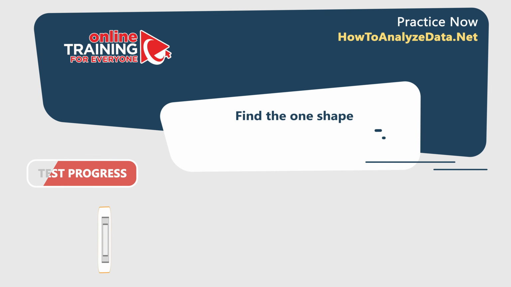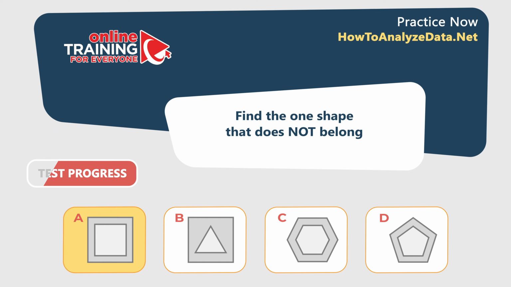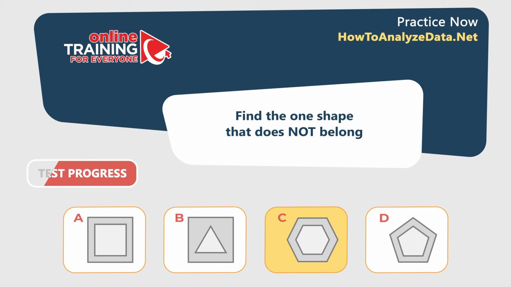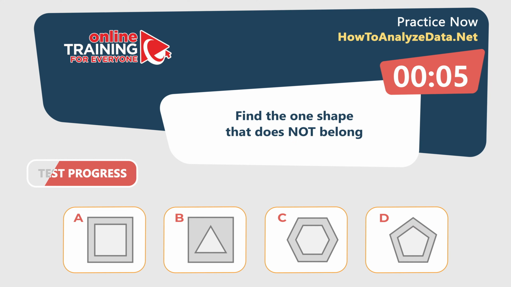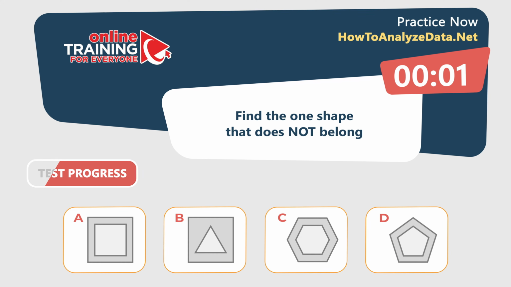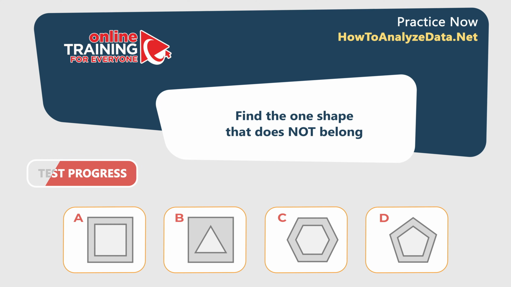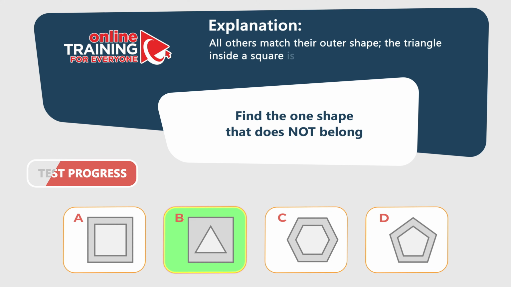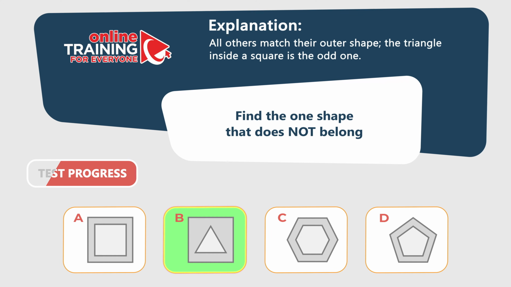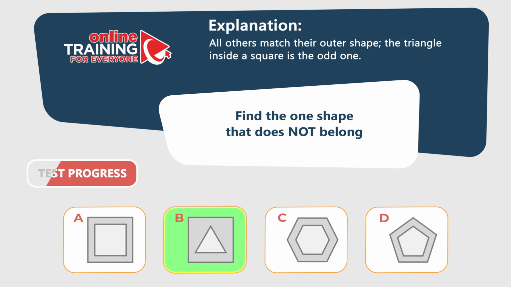Find the one shape that does not belong. A, a square inside a square. B, a triangle inside a square. C, a hexagon inside a hexagon. And D, a pentagon inside a pentagon. The correct answer is choice B, a triangle inside a square. And here's why. All other shapes match their outer shape, and the triangle inside a square is the odd one.